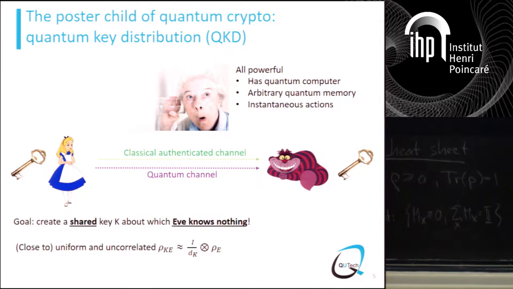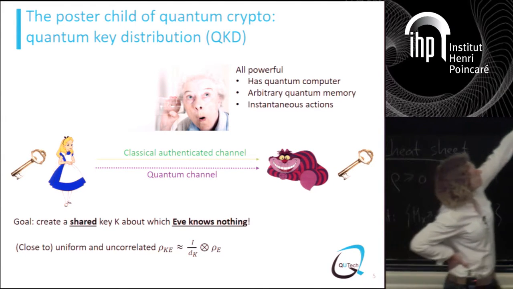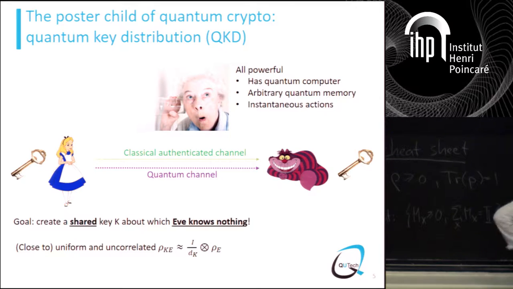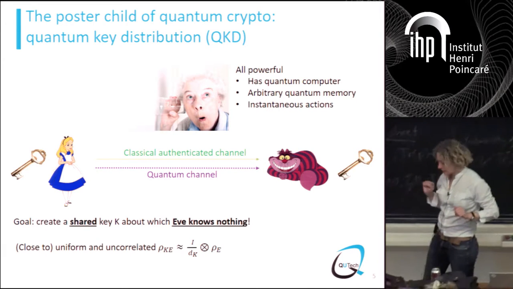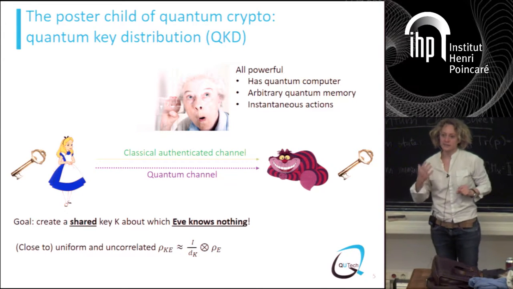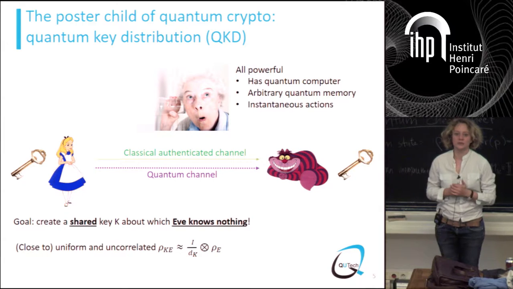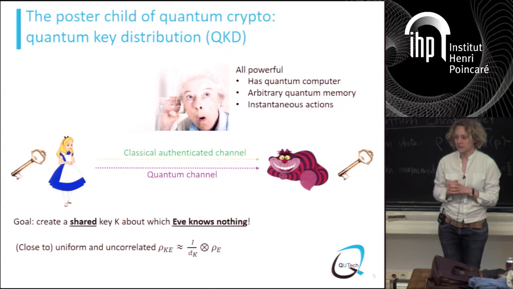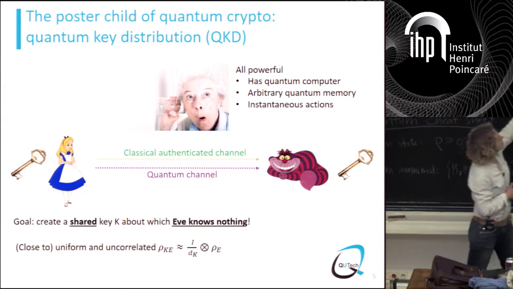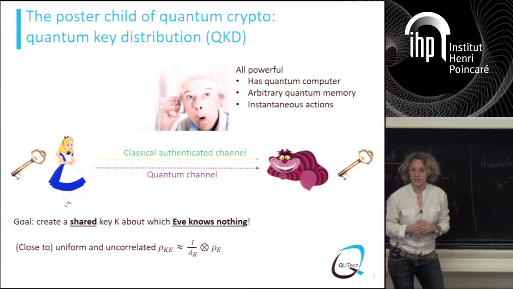So the goal, in key distribution, as you're familiar with, is that Eve knows nothing. So we want to produce a key, which I'll call K. This is a quantum information way of saying that the key is uniform and uncorrelated from the eavesdropper. And this little squiggle, classically you would use the statistical distance. In quantum information, you use something called the trace distance, but it captures exactly the same idea. Namely, if two states are close in trace distance, then they're difficult to distinguish by any measurement.